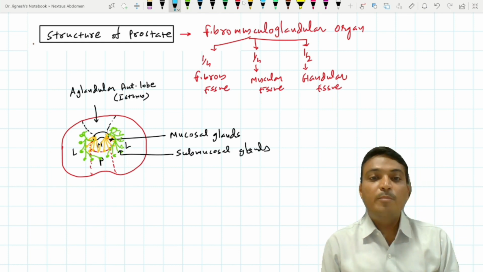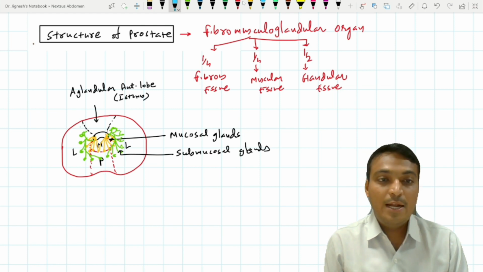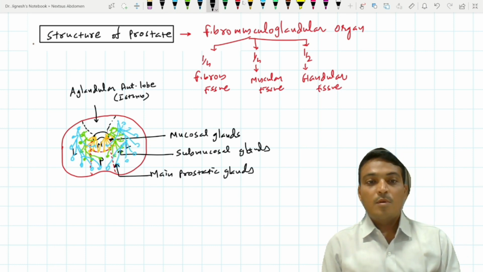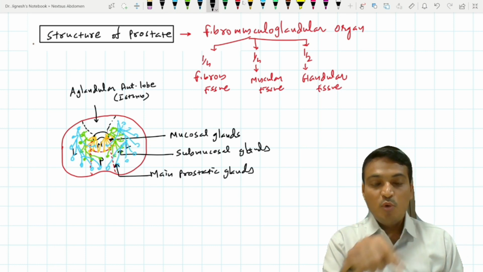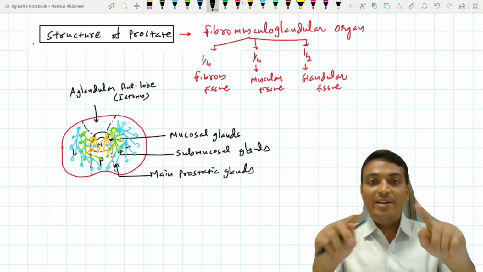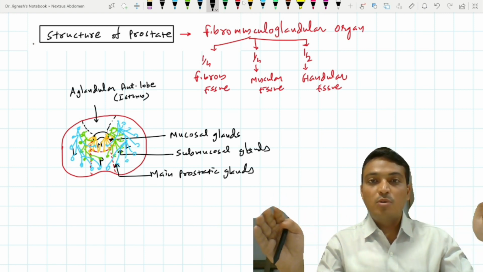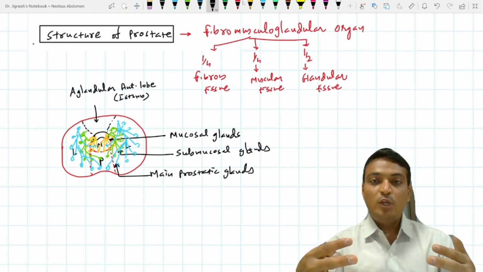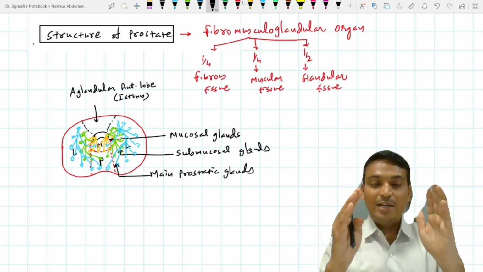And the outer part of the prostate has the main prostatic glands. These are the larger glands, and they have branching ducts, which fuse with each other and drain into the prostatic urethra. So there are three types of glands. Mucosal glands are situated at the inner aspect of the prostate. Just outside it we find the submucosal glands, and on the more outer side we find the main prostatic glands. The openings of all these ducts into the prostatic sinus are at different levels.